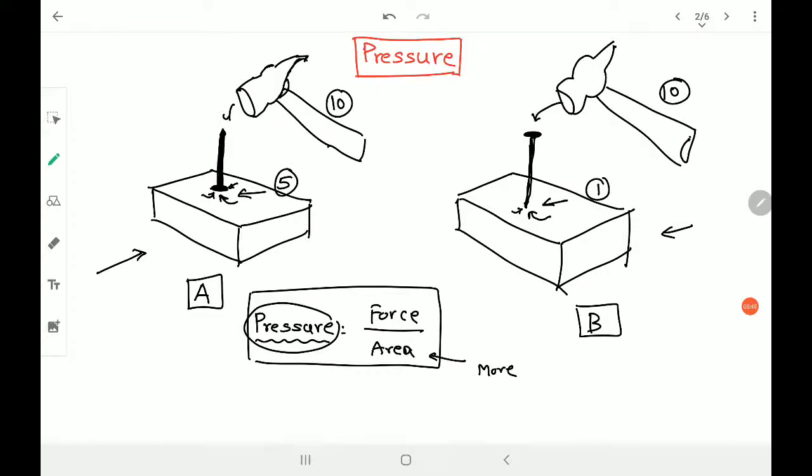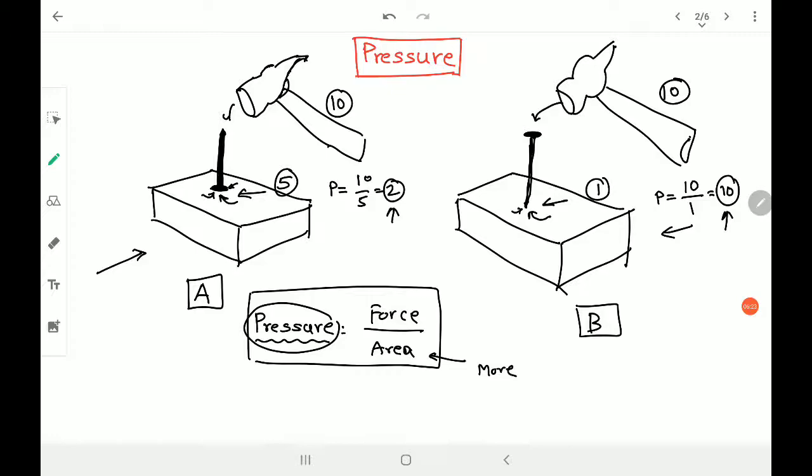The hammer is applying the same force. I'll calculate the pressure. Here the area is more. Let us see, pressure is equal to 10 upon 5, which is 2 in quantity. Whereas in this case, pressure is force upon area, 10 upon 1, which is 10 in quantity. So you can see, however the same force is applied, due to less area the pressure quantity has increased.